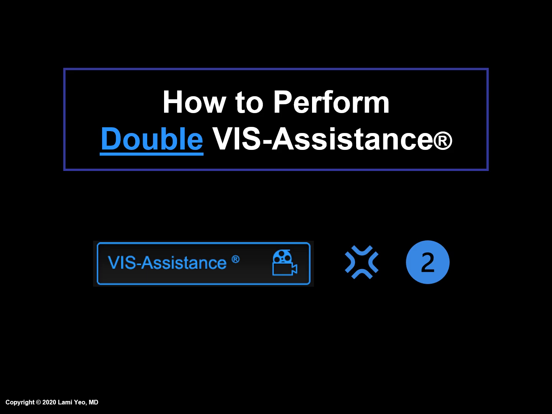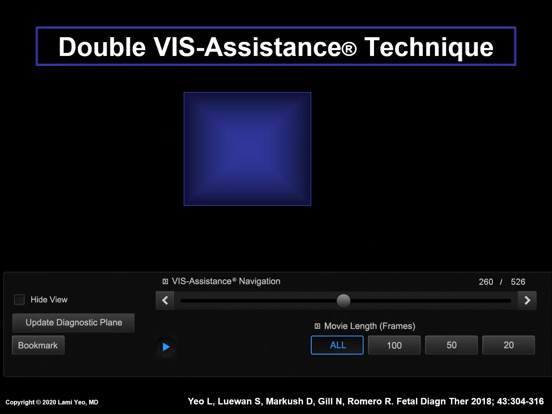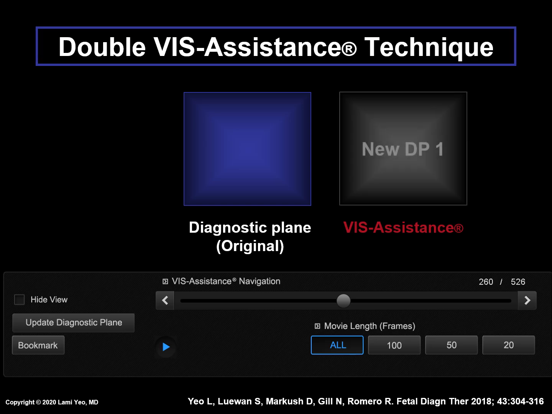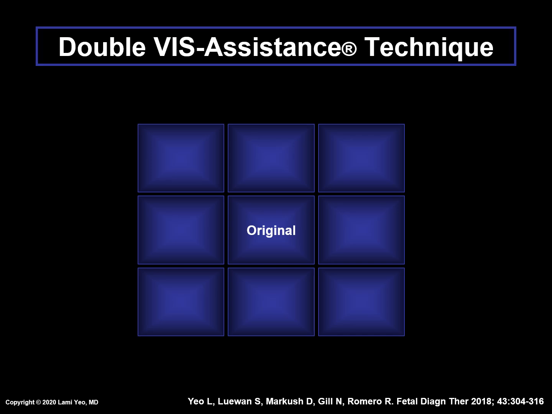How is double VISA Assistance performed? For a given original cardiac diagnostic plane, VISA Assistance is activated and a new cardiac view is obtained called new DP1. The user replaces the original diagnostic plane with new DP1 so that it appears in the template of 9 cardiac views. This is accomplished by pressing the button labeled Update Diagnostic Plane. As shown here, the original diagnostic plane has now been replaced with new DP1.